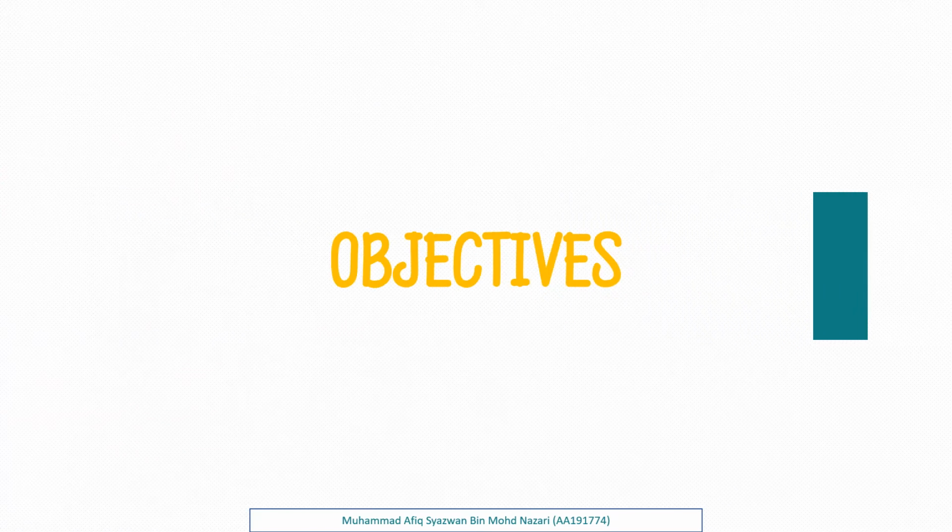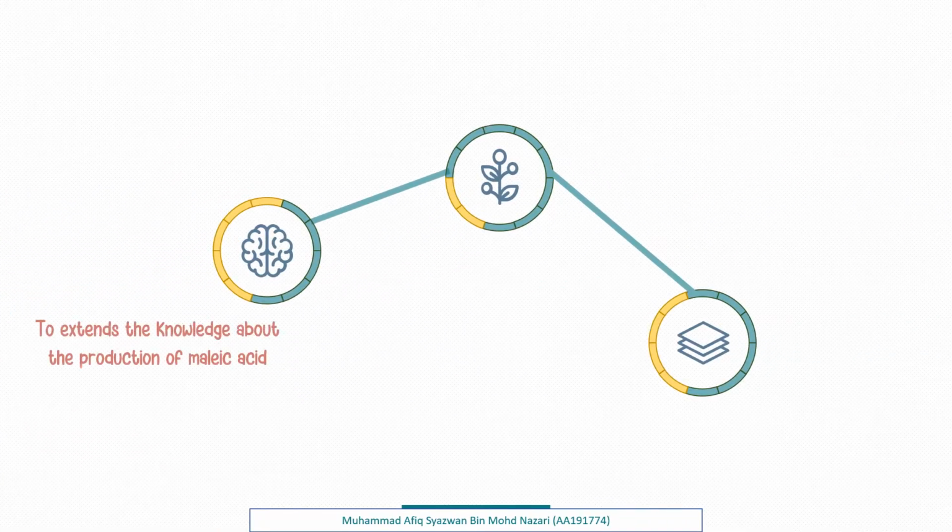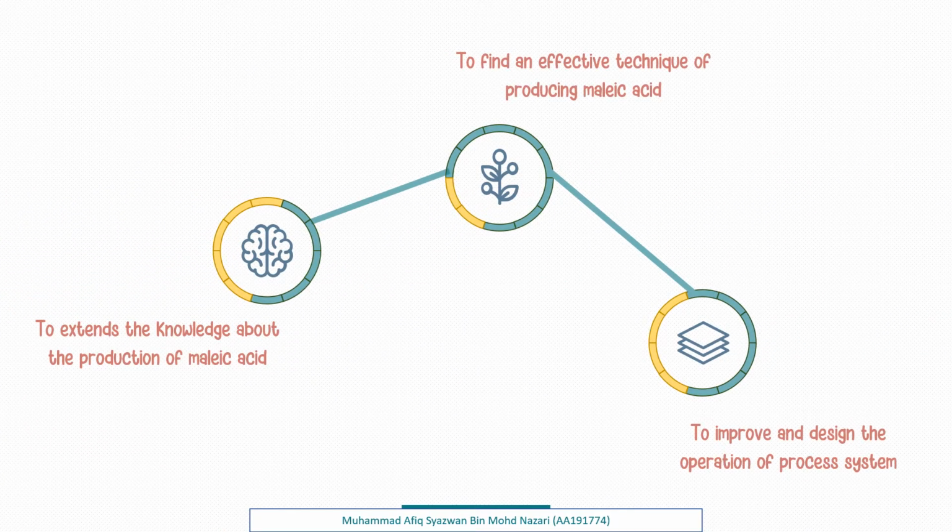So the first objective is to extend the knowledge about the production of malic acid from industry. Second, to find the effective technique on producing the malic acid in order to improve the sustainability of industry and environment. And the last objective is to improve and design the operation of process system to minimize the waste and pollution.